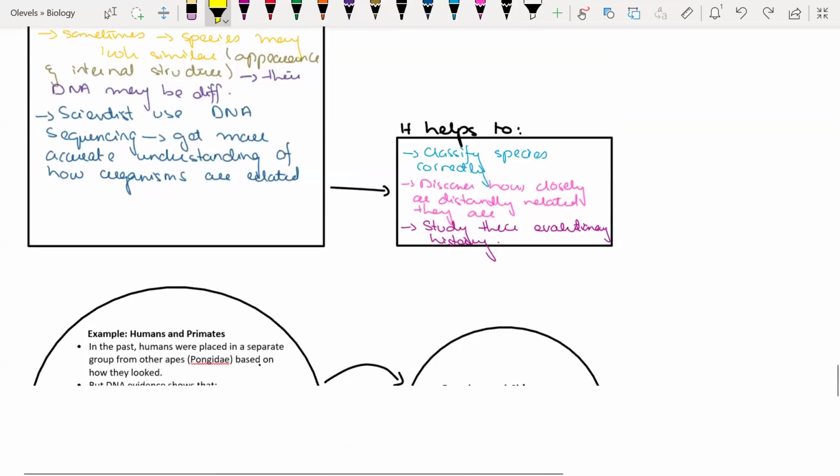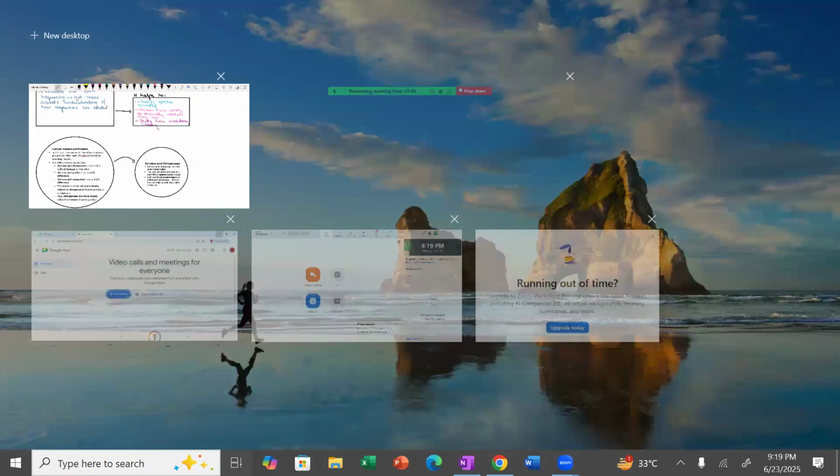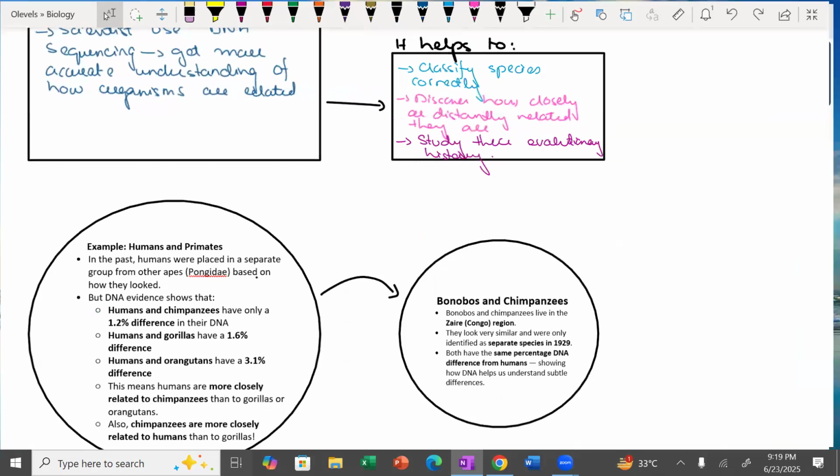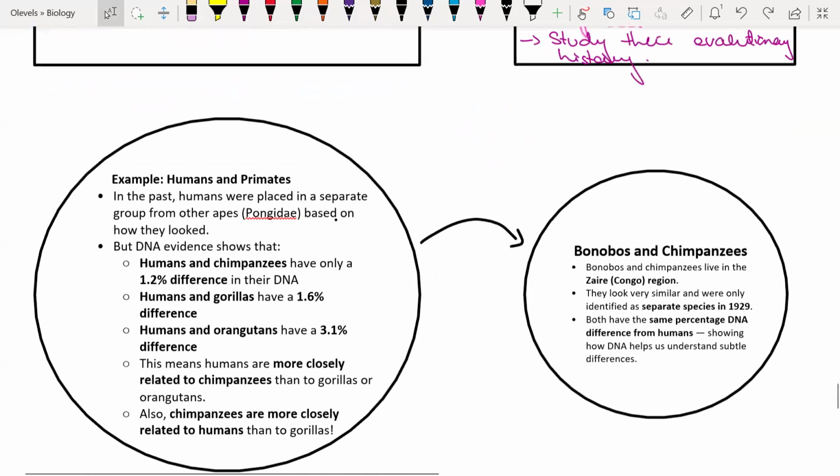For example, in the case of humans and primates, in the past humans were placed in a separate group from other apes based on how they look. Now, the DNA evidence shows that humans and chimpanzees have only 1.2% difference in their DNA, right? That means humans and chimpanzees are very closely related.